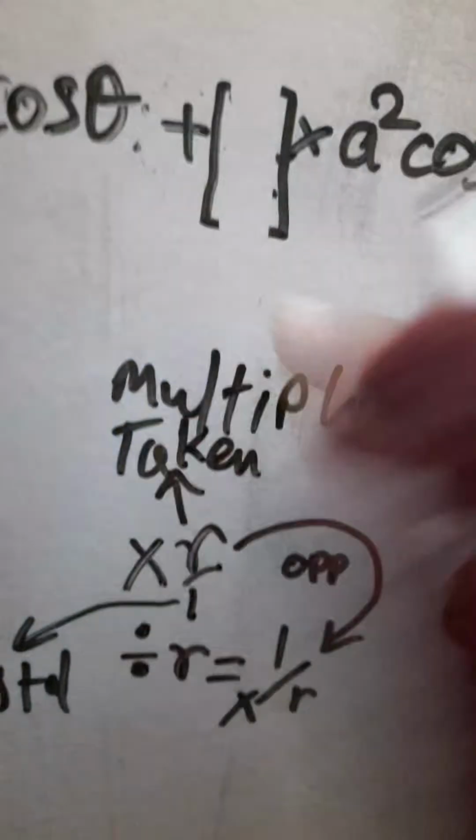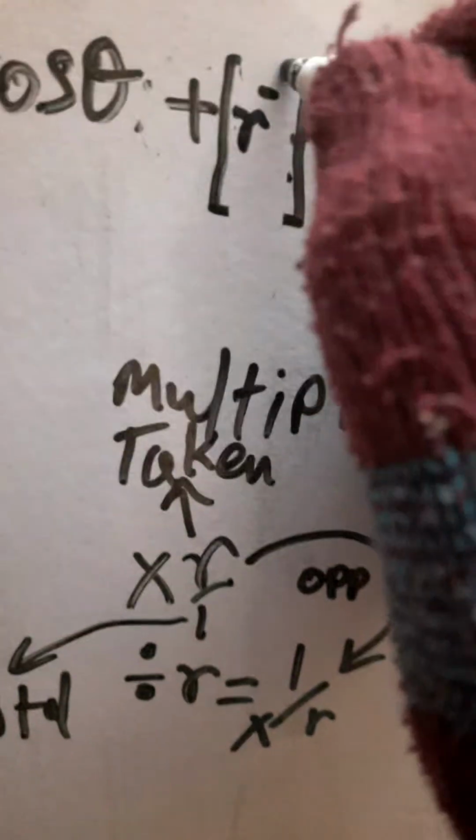Now what is this? This is r raised to minus 1, 1 by r, because I told you that power says how many times, a times.